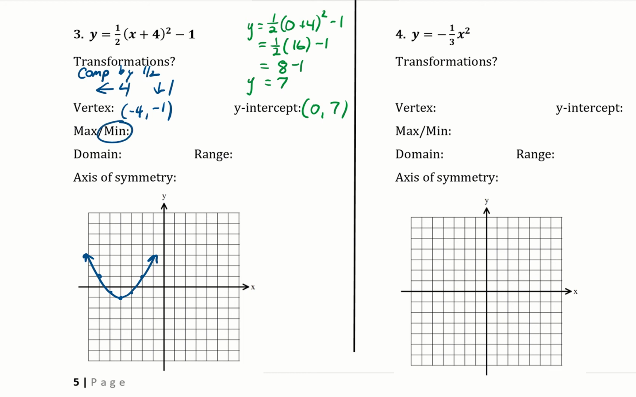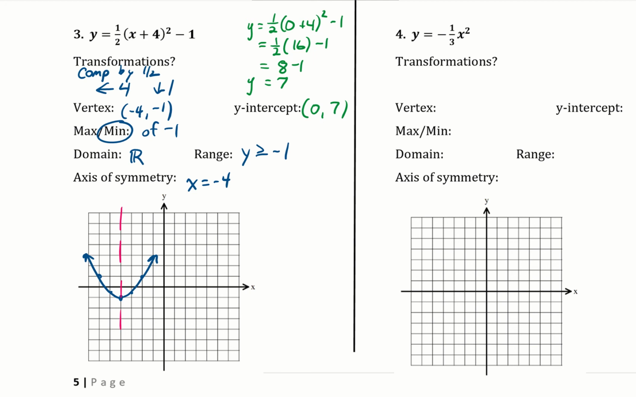This graph has a minimum of -1. The domain is all real numbers. The range, all right, it doesn't go down forever. It starts at this point. So y is greater than or equal to -1. And the axis of symmetry, x equals -4, which again is this imaginary line that divides the graph in half.